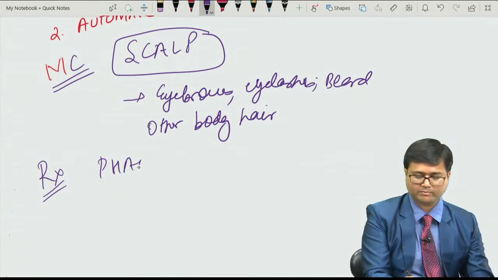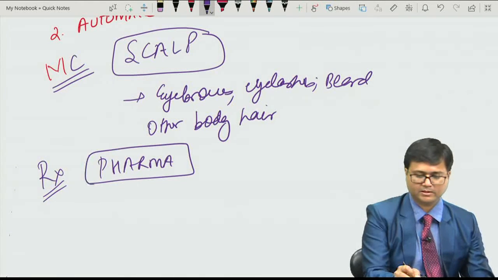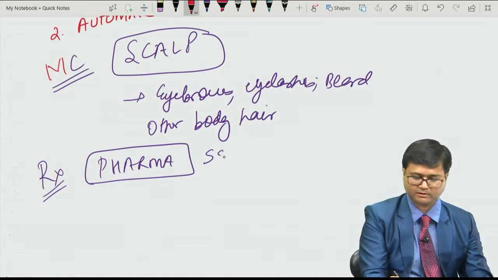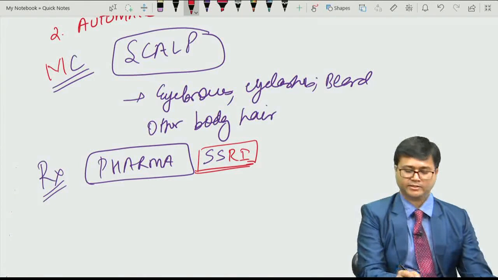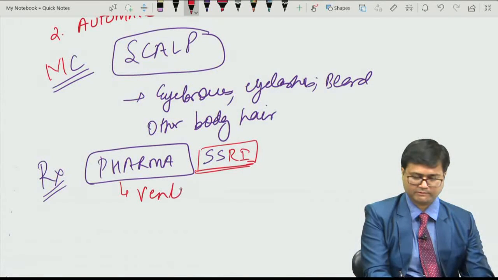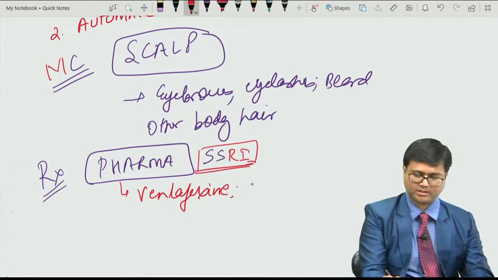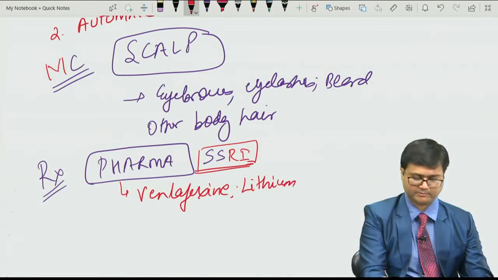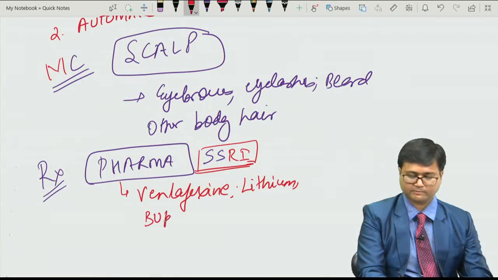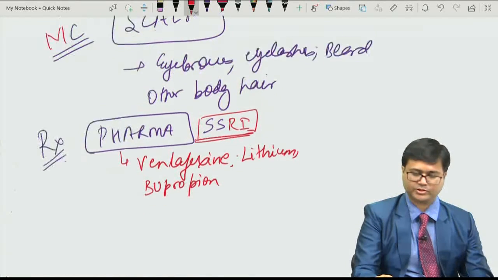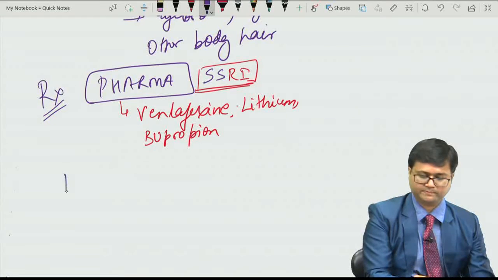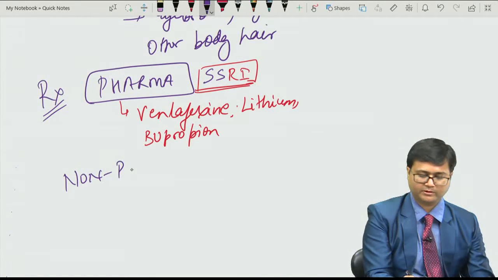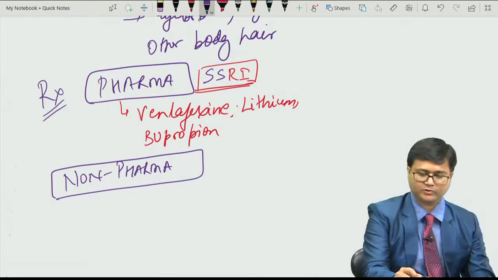Now treatment. Generally the pharmacological treatment includes drugs like SSRIs, like fluoxetine, sertraline. SSRIs are used. Then other drugs like venlafaxine, lithium, bupropion may be used.